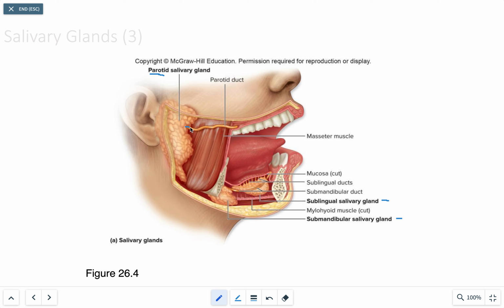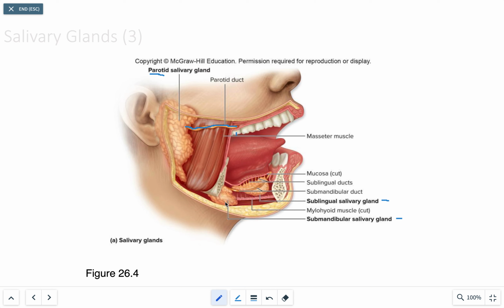And you can see here how we also have a duct that runs parallel to the zygomatic arch, and eventually it's going to pierce the buccinator muscle, and then it's going to empty out into the roof of the mouth, just secondary to the upper molar. It secretes an enzyme called amylase, a digestive enzyme that helps stimulate the stomach for digestion.